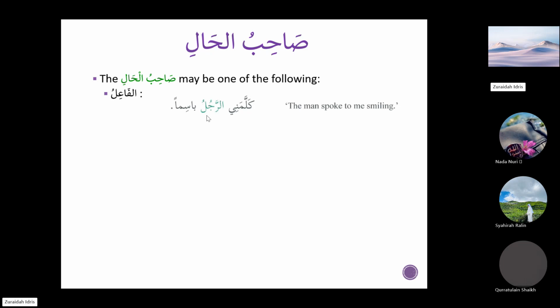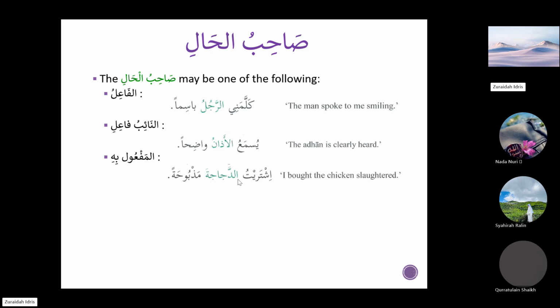Here, rajul is of course your fa'il. Na'ibul fa'il, of course passive in this case. Yusma', this is the passive form. Al-adhanu wadihan, the adhan is clearly heard. Remember we said we would translate the hal either with an -ing or with a 'while'. So you can see this at work here. Maf'ul bihi, in this case, dajajah, the chicken. I bought the chicken slaughtered.